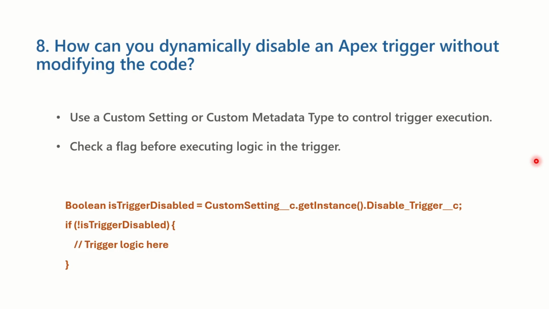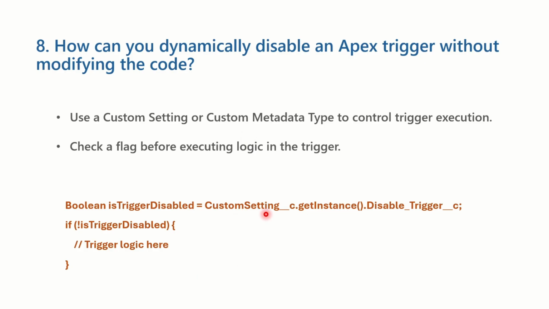How can you dynamically disable an Apex trigger without modifying the code? As you know, you cannot deactivate an Apex trigger inside a production org. In sandboxes you can deactivate it if something goes wrong, but in prod, if you have to deactivate an Apex trigger, what will you do? Here what is recommended is to use custom setting or custom metadata.